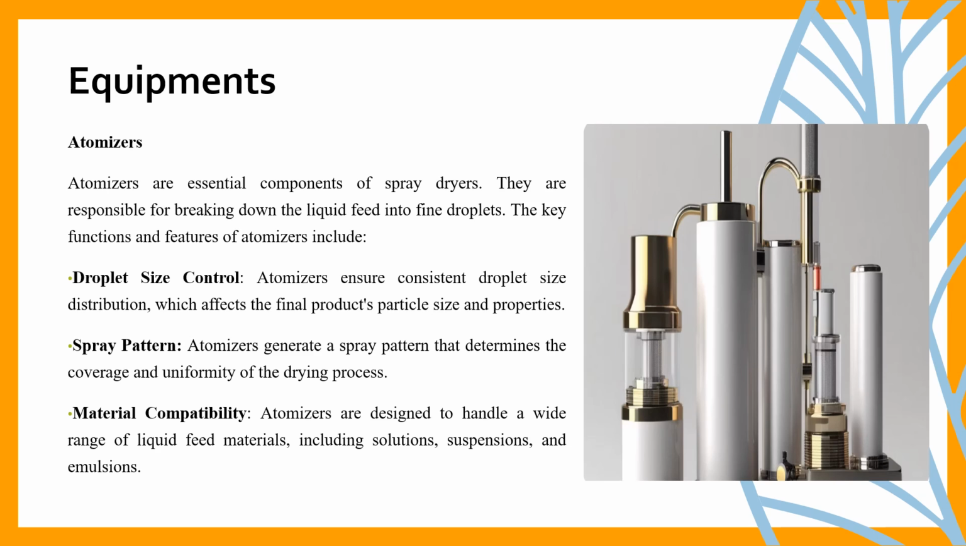Next are the atomizers. Atomizers are essential components of a spray dryer, responsible for breaking down the liquid feed into fine droplets. The key functions and features of an atomizer include droplet size control. Atomizers ensure consistent droplet size distribution, which affects the final product's particle size and properties. Spray pattern: atomizers generate a spray pattern that determines the coverage and uniformity of the drying process. Material compatibility: atomizers are designed to handle a wide range of liquid feed materials, including solutions, suspensions, and emulsions.